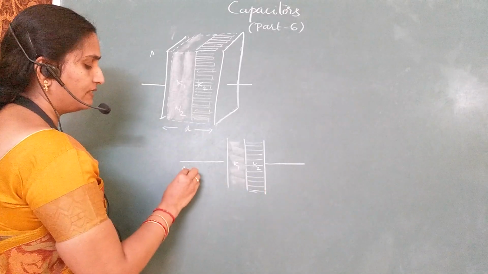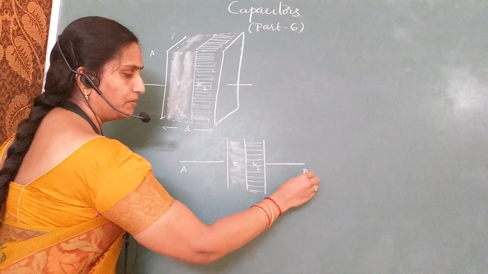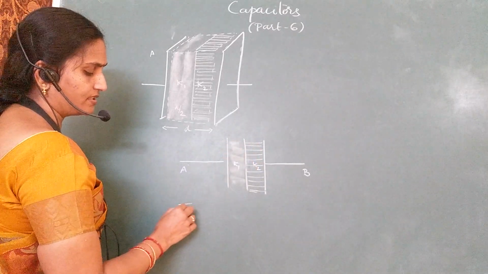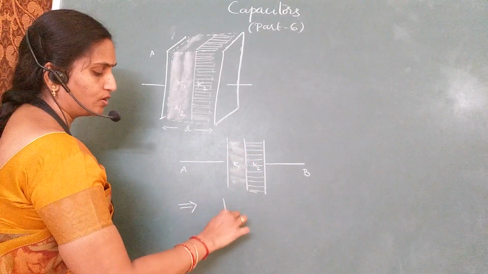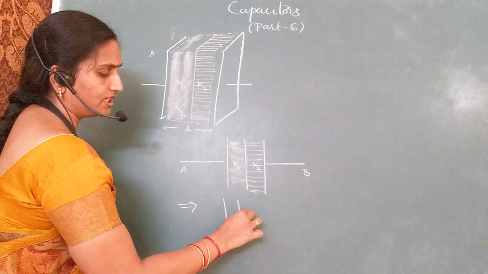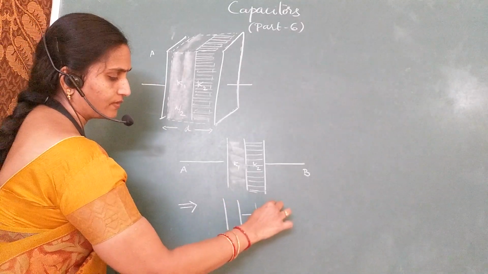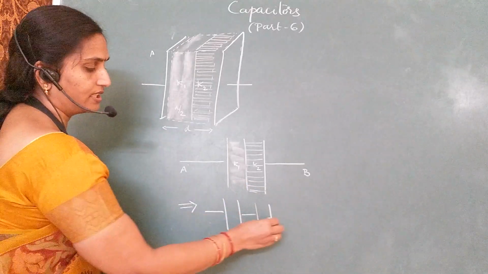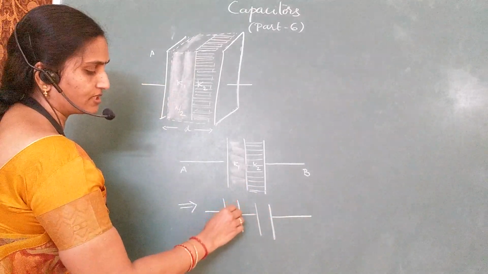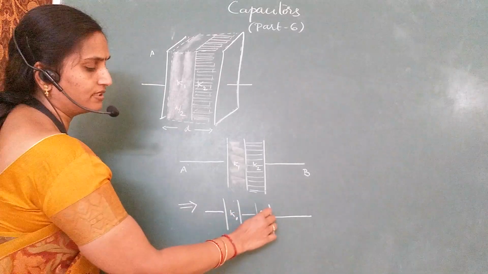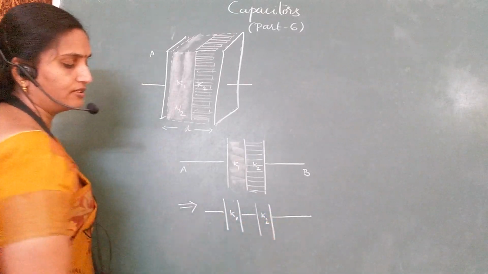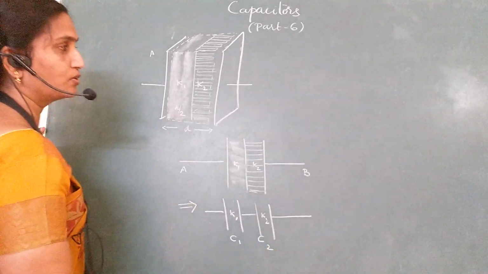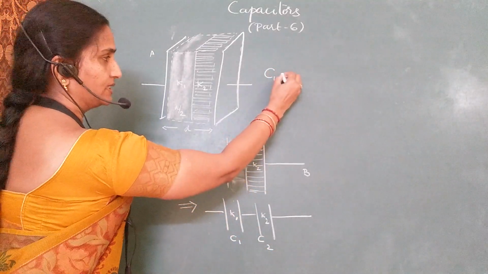Now, if you want the equivalent capacitance between A and B, first look at this first capacitor. This is equivalent to two capacitors connected in series. I'm dividing the capacitor till here so that I get two capacitors. The first one is completely filled with K1, and the second is completely filled with K2. If I call these C1 and C2, what should be the value of C1?